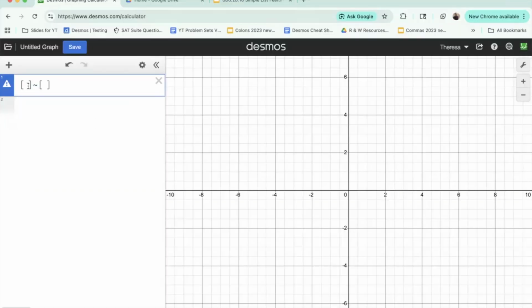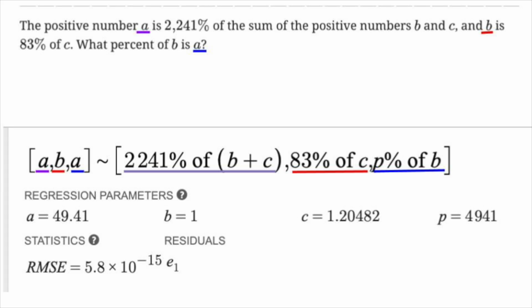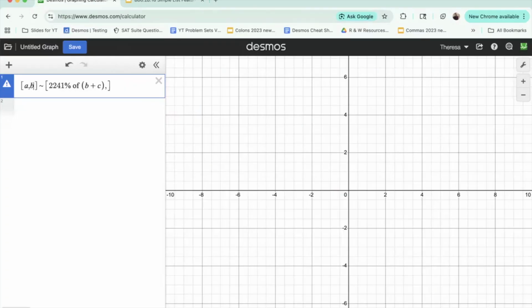Let's type it in Desmos. So you would have A. And then it really is up to your comfort level how you're going to type this. You might want to type what's on the left side and then what's on the right side. So it would be A and then 2,241% of. Notice it puts the "of" there for you. And then our next one was B, and then we have 83% of C. So you've got B.